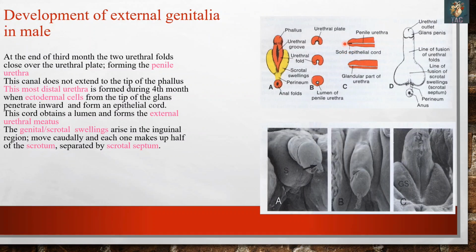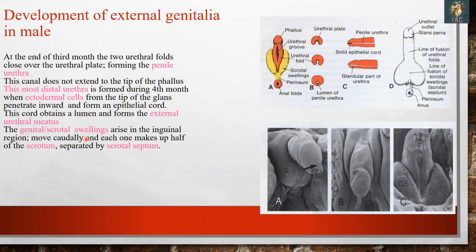At the area of the tip, there is the ectodermal growth which penetrates deep, which is later canalized and which connects the penile urethra and will form the outer part, the external urethral meatus. So please remember that the penile urethra has endodermal origin, while the outer part, the external urethral meatus, is derived from the ectoderm. These are again your MCQs as well.